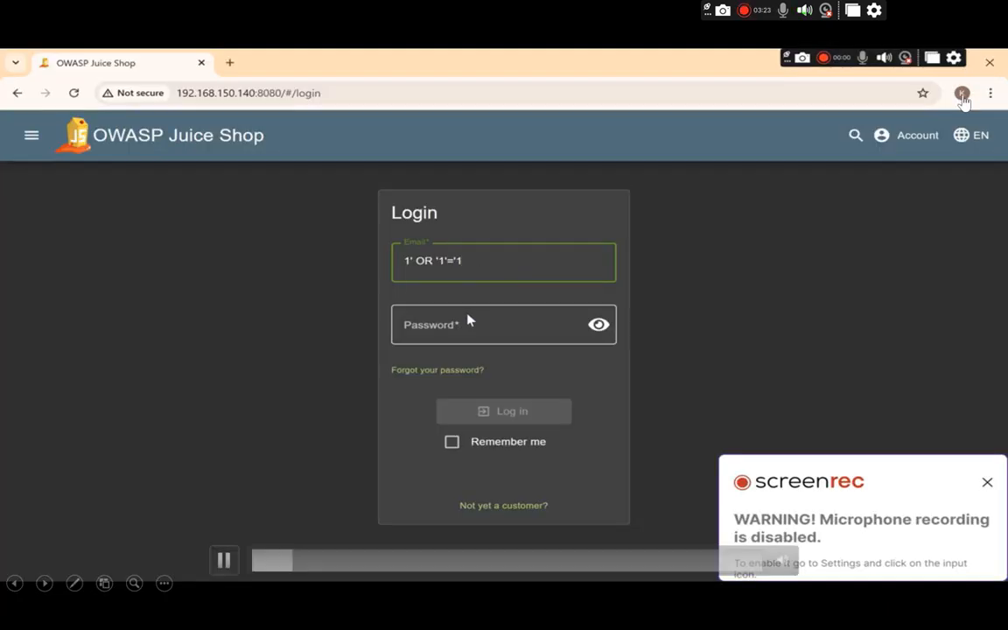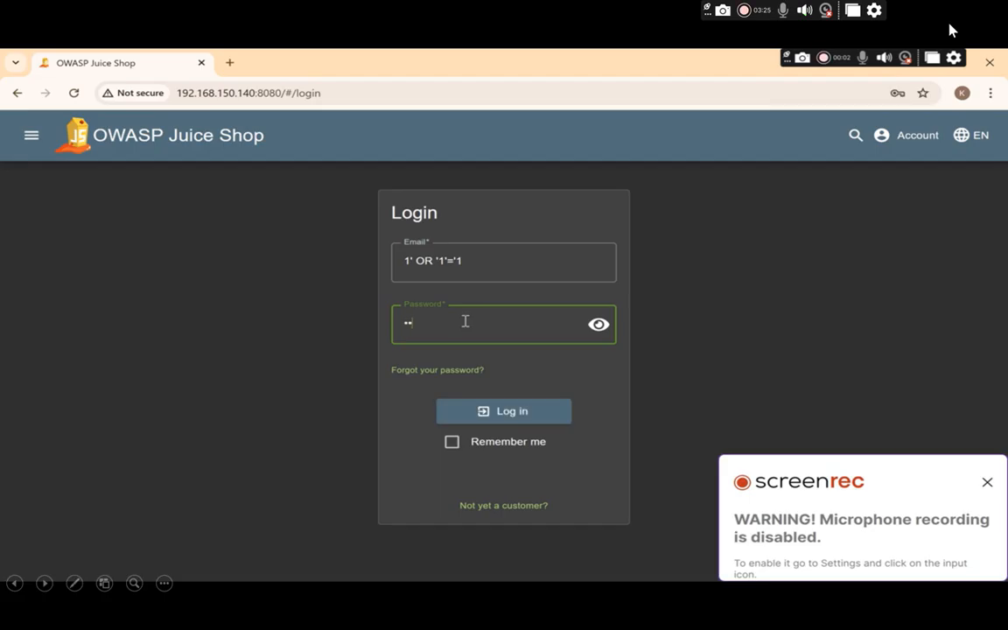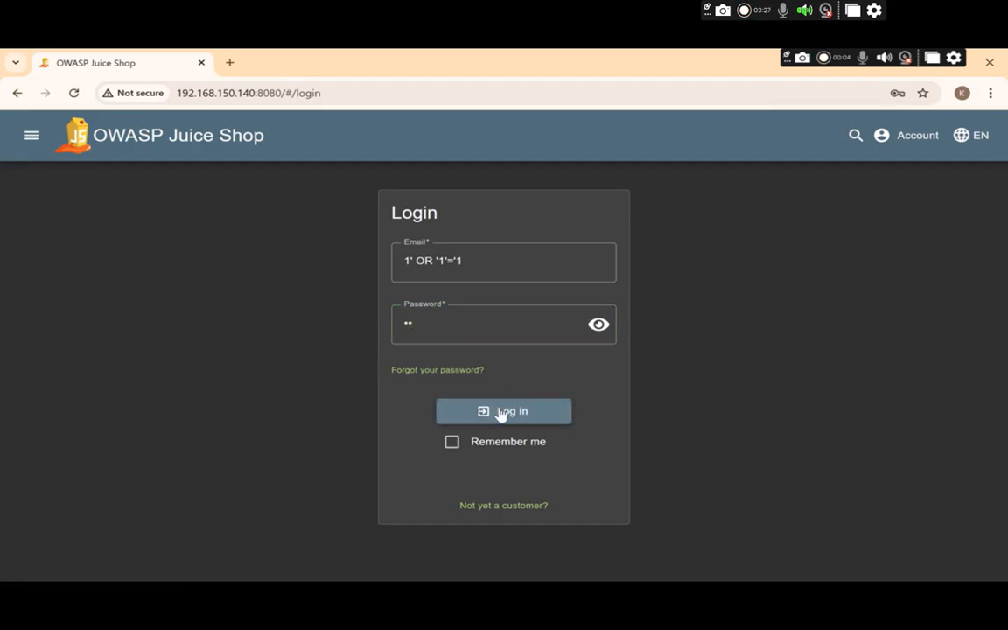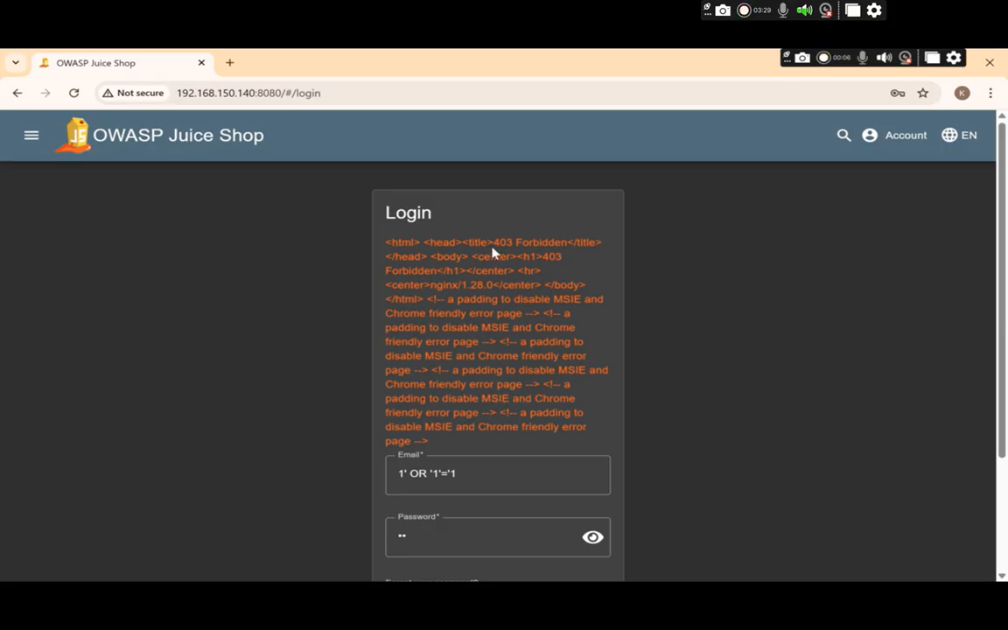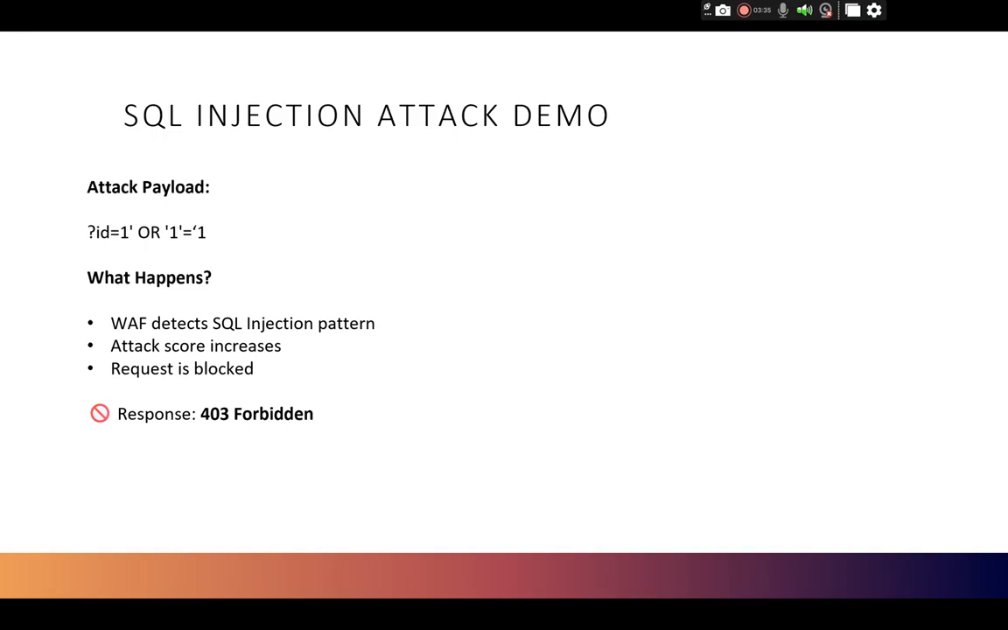Now let's perform a SQL injection attack. I am adding a malicious SQL payload in the URL parameter. As soon as the request reaches the WAF, it detects SQL injection patterns. The anomaly score increases, and the WAF blocks the request. We receive a 403 forbidden response, which means the attack is stopped.